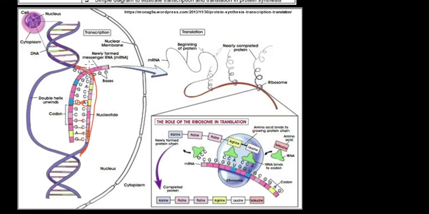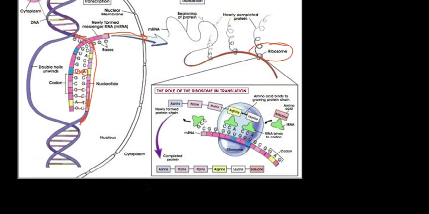So as soon as this strand is built up, it will then leave the nucleus out of the nucleopore and go into the cytoplasm and head straight for a ribosome. It then attaches to the ribosome, and that is the end of transcription.